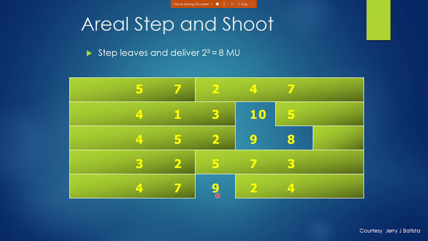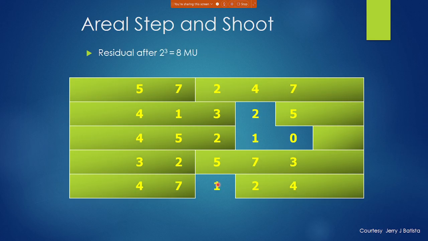Here it will be 2. Here it should be 1. Let us see. We will deliver the 8 MU. So this is the balance I have now. So next, I don't have anything more than 5 MU, 7 MU now.